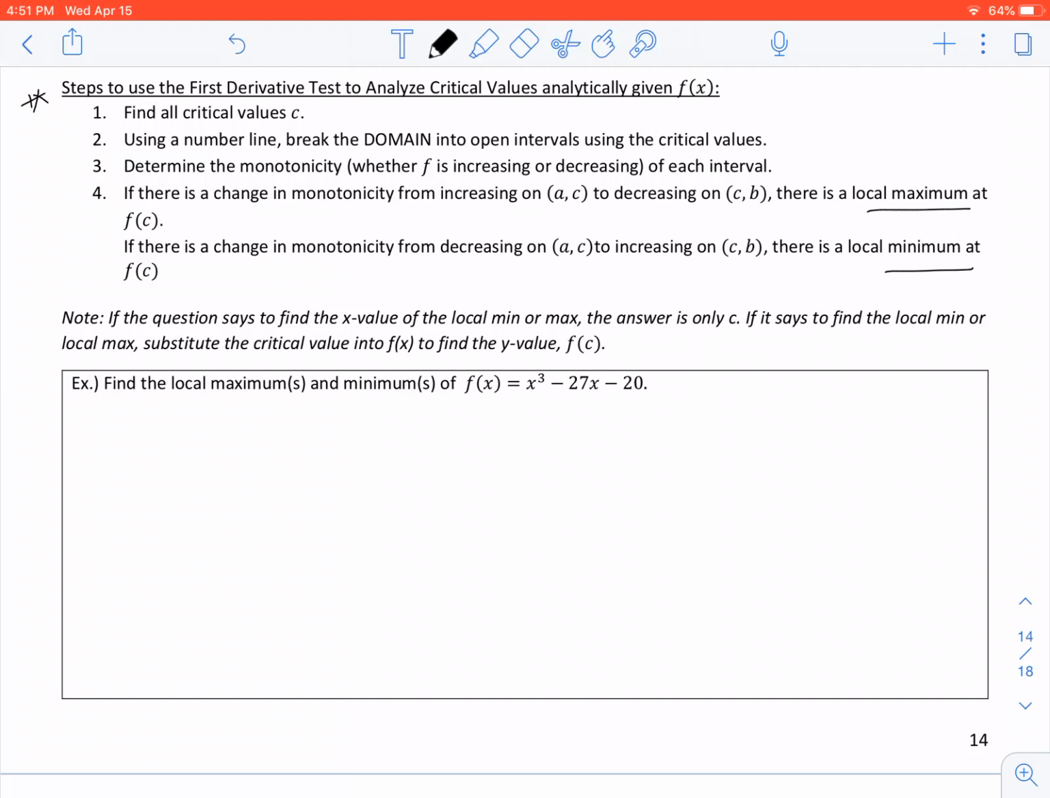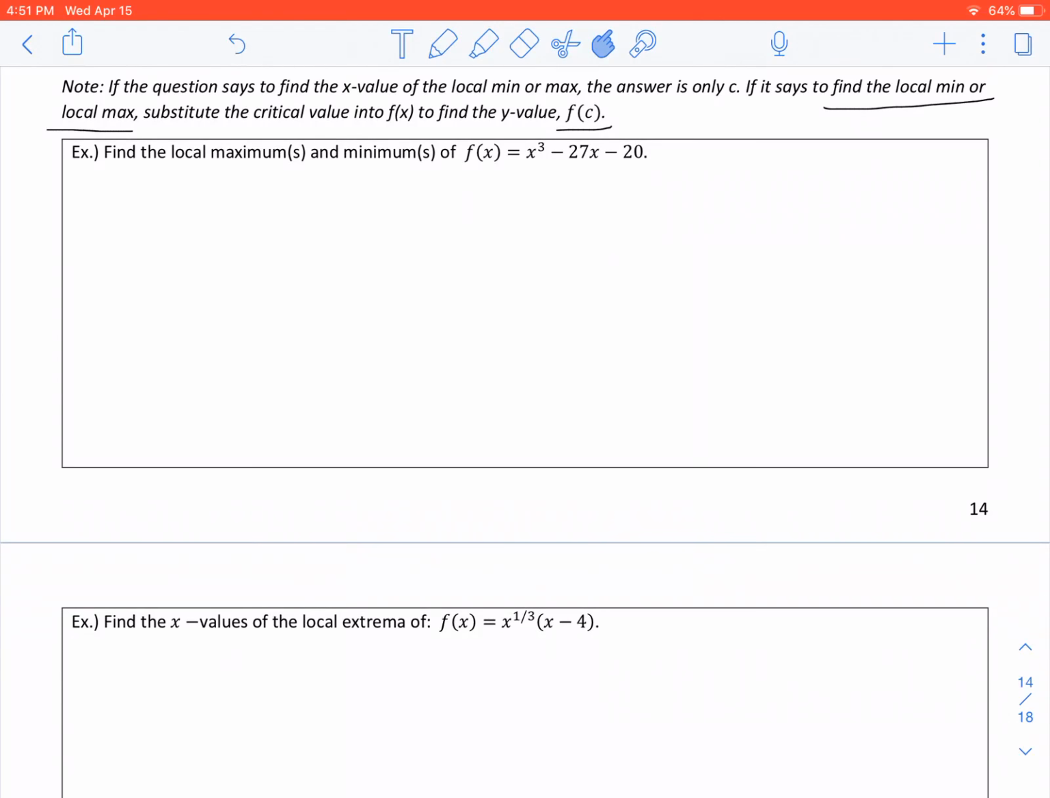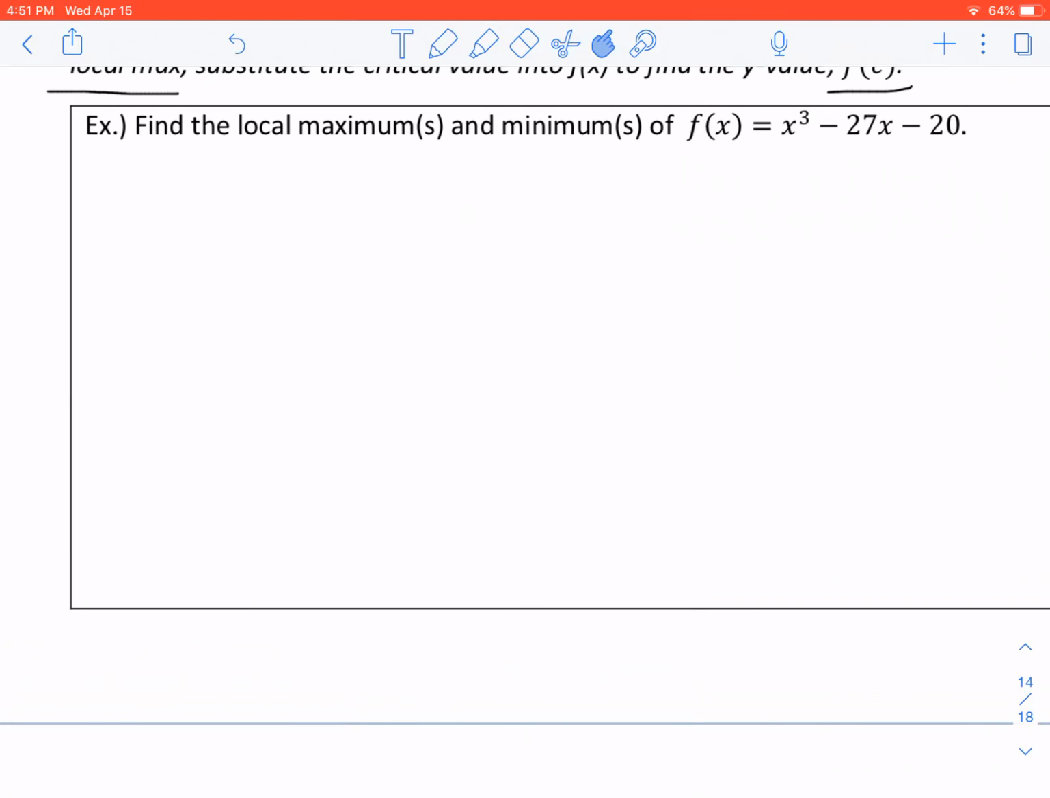If it says to find the local min or local maximum, substitute the critical value in and find the y value, f of C. So there's an example down here at the bottom of the page that says find the local maximums and minimums of f of x. So in order to do this, we need to find our critical values first. And so we're going to need to take a derivative.